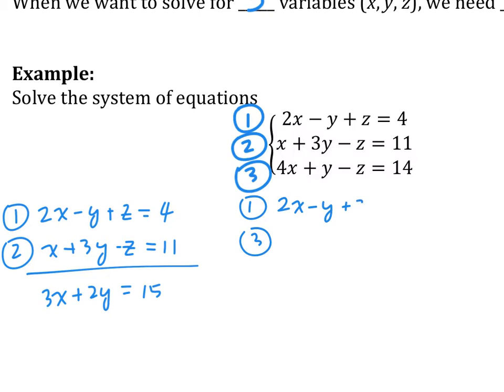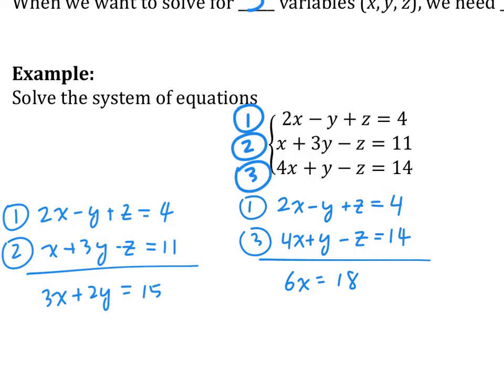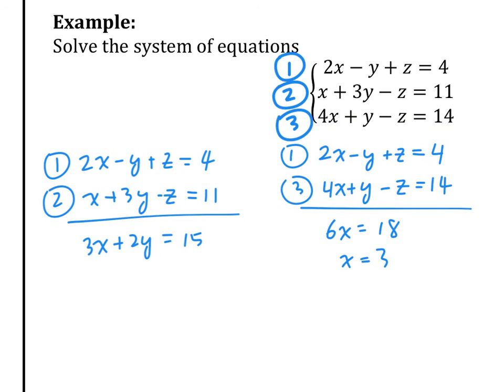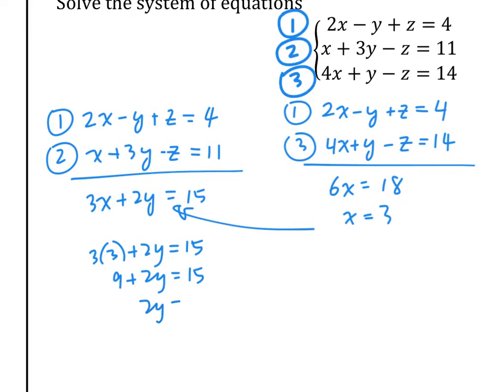2x minus y plus z equals 4. 4x plus y minus z equals 14. All right, this one's pretty nice. 6x, and then y and z both cancel, so 6x is 18. So x is equal to 3. This one's very nice because you can just plug it back in here to find y. So 3 times 3 plus 2y is 15. So 9 plus 2y is 15. 2y is 6, so y is 3.